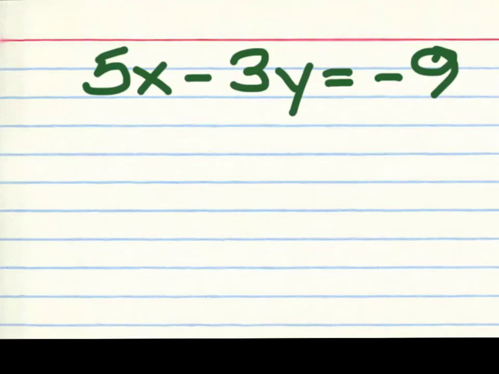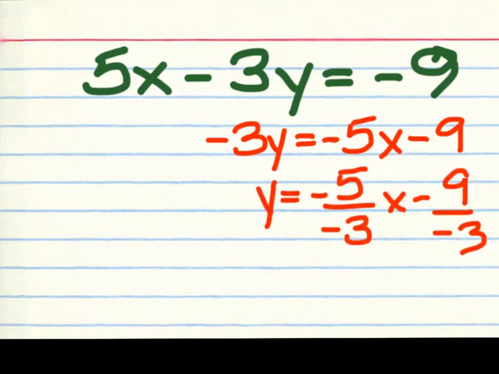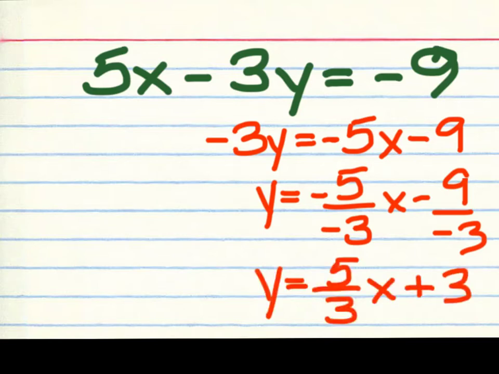What do I do first on this one? Yeah, move the 5x over, so it becomes minus 5x on the right. What do I do after that? Divide everything on the other side by negative 3. Yeah, divide by negative 3. So we'll have negative 5 over negative 3x, and then minus 9 over negative 3. So I have to simplify that. We have double negatives again.